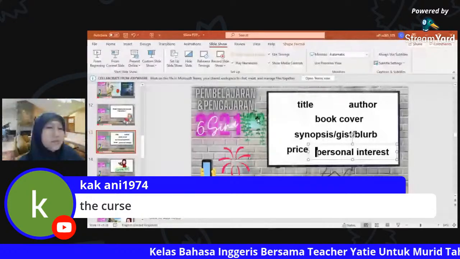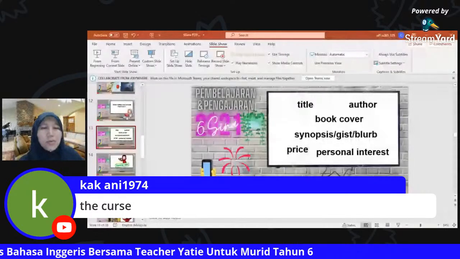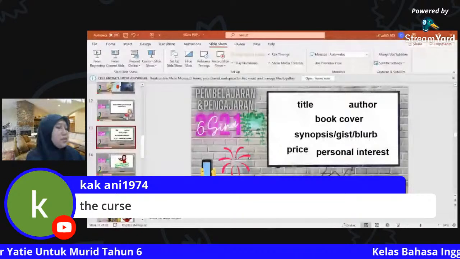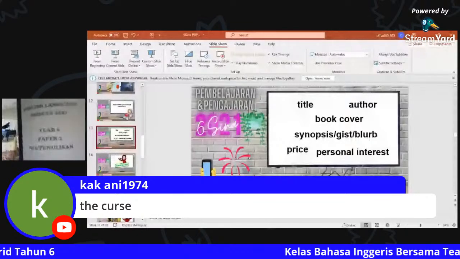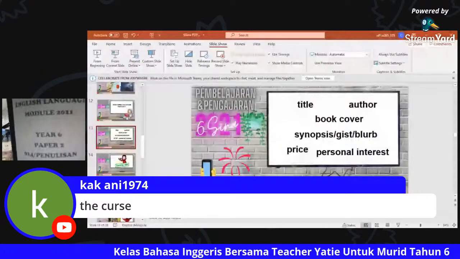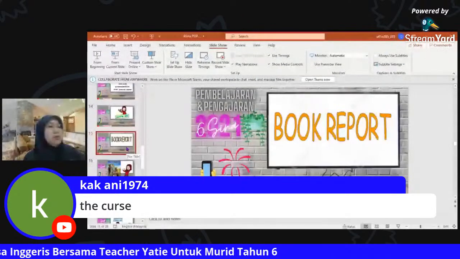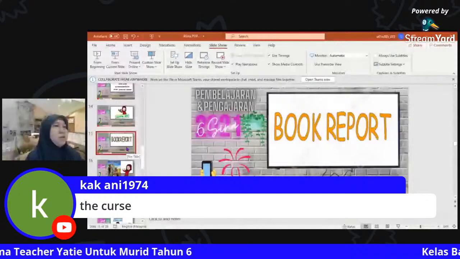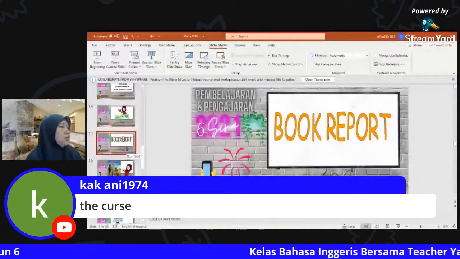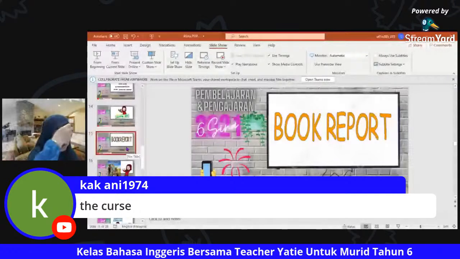Okay, so next we are going to do this book report. Now it's the time for you to open your penulisan books and turn to page, I think it is page 20, 21 and 22. Okay, turn to page 20 in your module penulisan. Okay, wait.